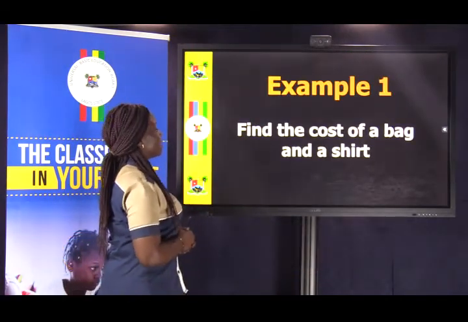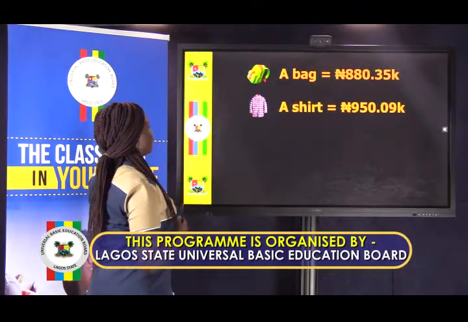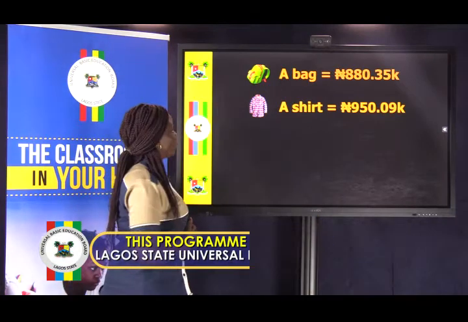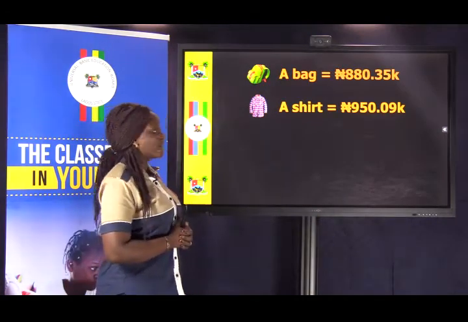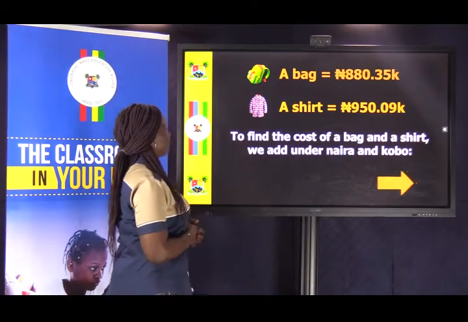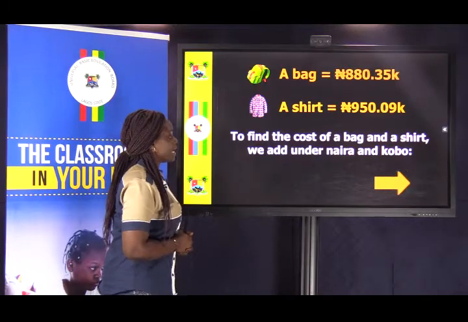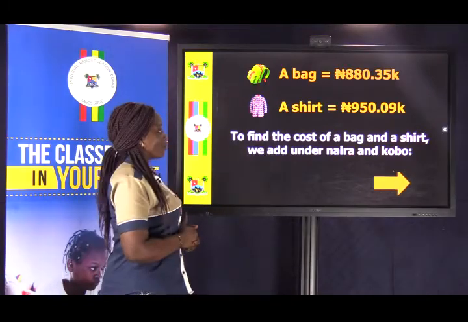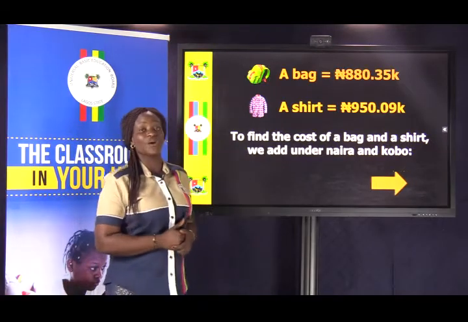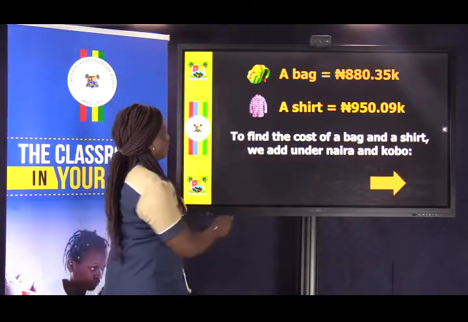Find the cost of a bag and a shirt. Remember, a bag costs 880 naira 35 kobo and a shirt costs 950 naira 9 kobo. So how do we find it? To find the cost of a bag and a shirt, we add under naira and kobo. I want to buy a bag and a shirt, so I have to add the prices together to know how much I am paying.